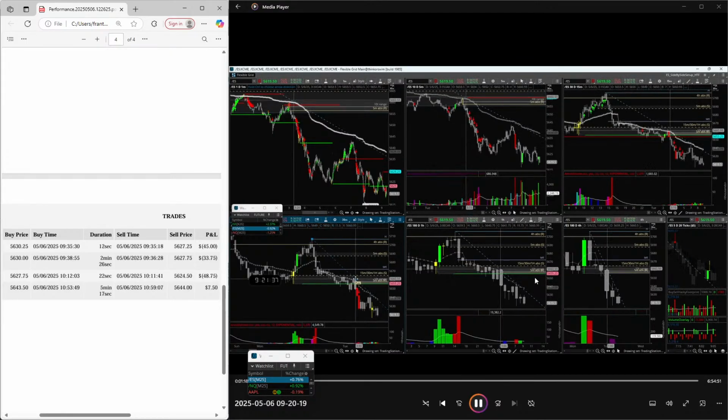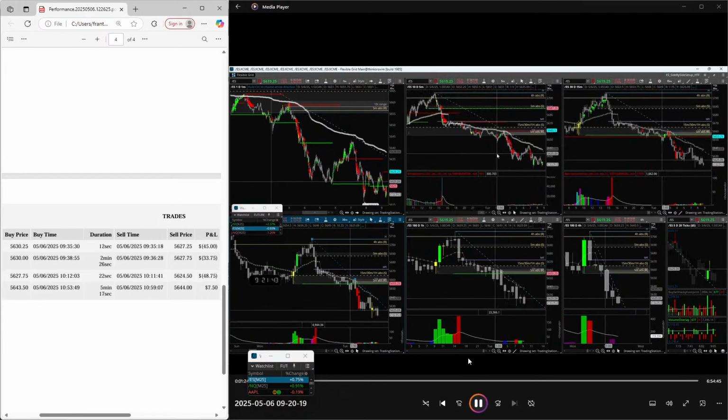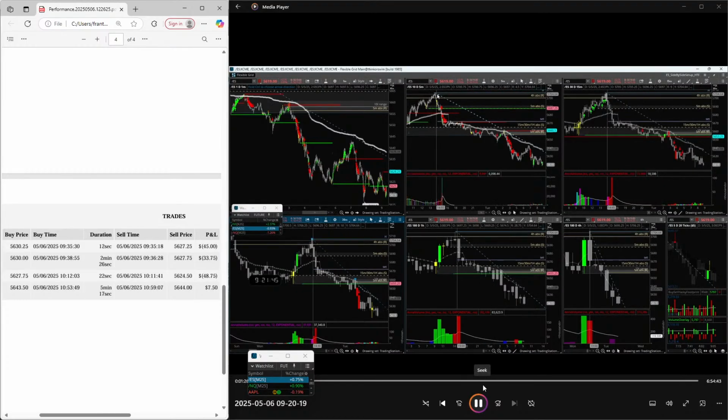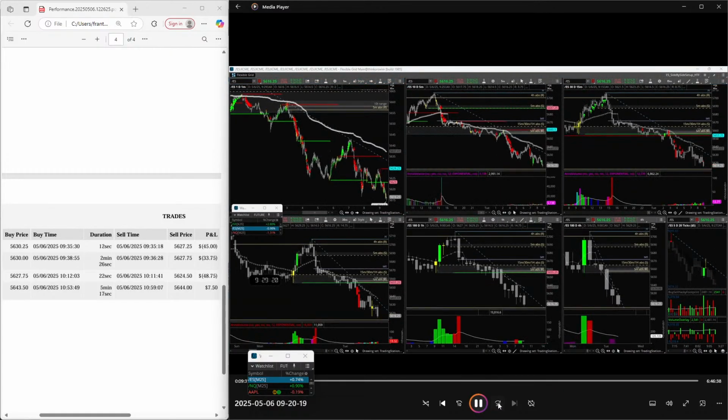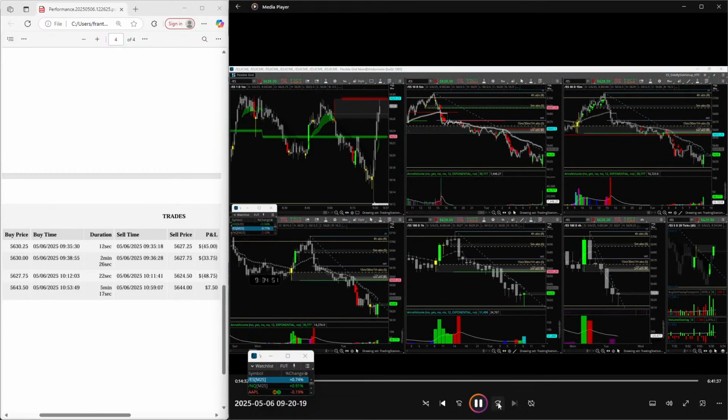Yeah, this level right here. This is where I really wanted to short. But in the market open, the market just did some total BS moves. So let's get into it. So this is the actual market moving on its own.